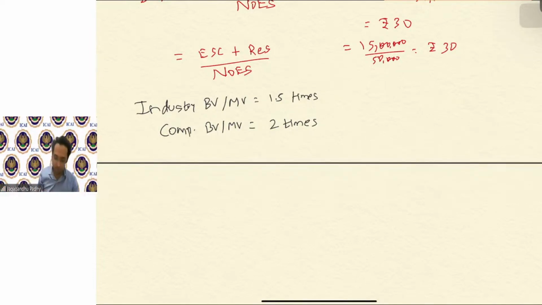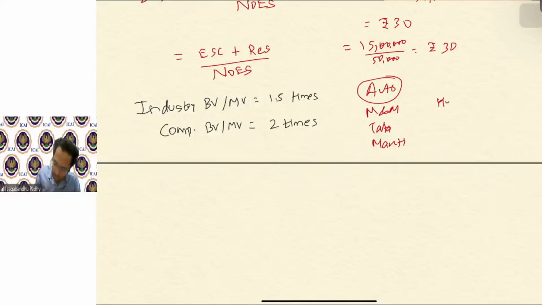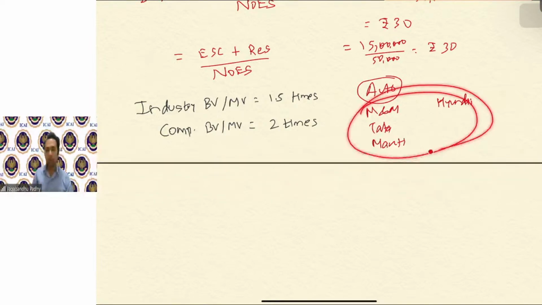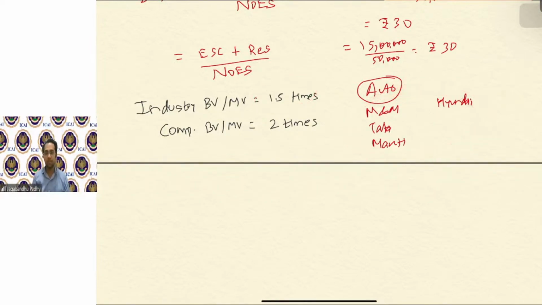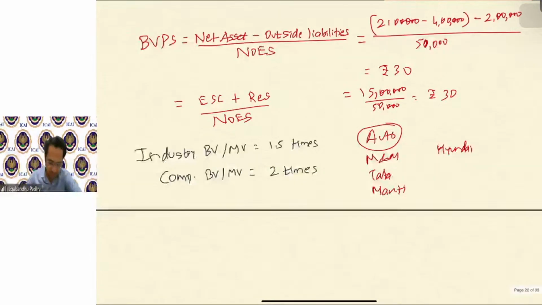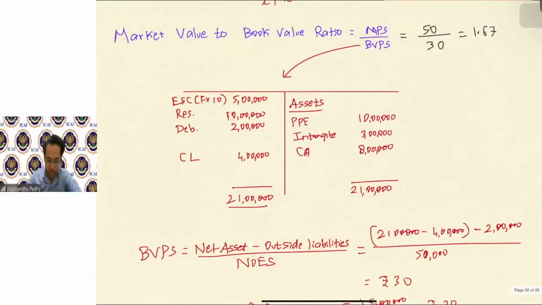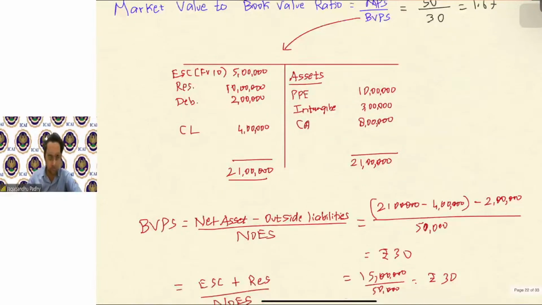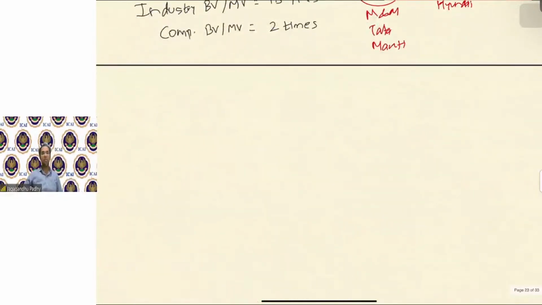How is the industry value computed? This is the average of all the companies in the same industry. For example, in the auto industry you have Mahindra and Mahindra, you have Tata, you have Maruti, you have maybe Hyundai. All these companies will be having some value, so you take an average of all such companies. So that's our market value to book value ratio, which is an indication of whether a particular stock is overvalued or undervalued as compared to the industry.